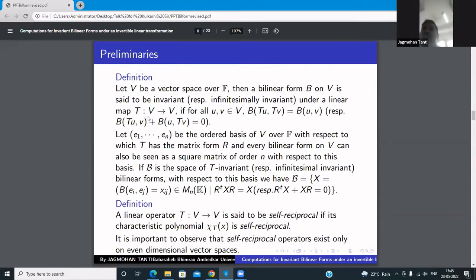So here is one definition of a self-reciprocal linear operator. Whenever the characteristic polynomial of T is self-reciprocal, the operator is called self-reciprocal. It is to be observed that self-reciprocal operators exist only on even-dimensional vector spaces, because the characteristic polynomial should be of even degree.